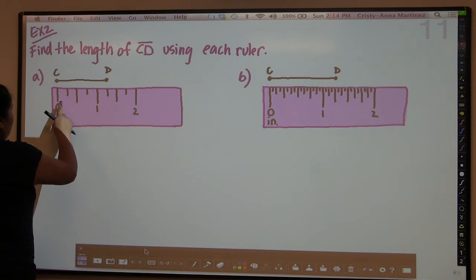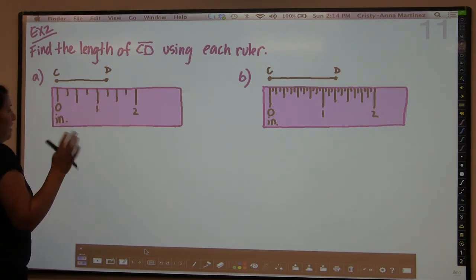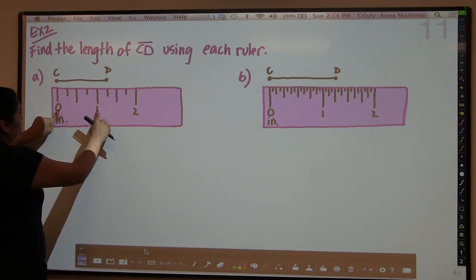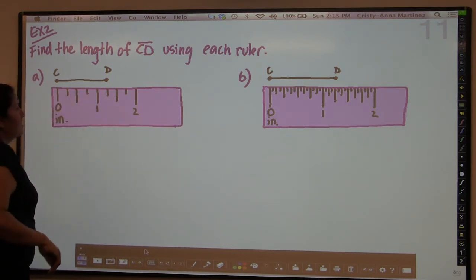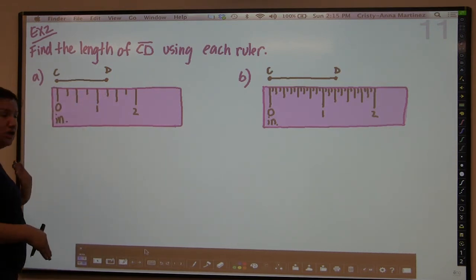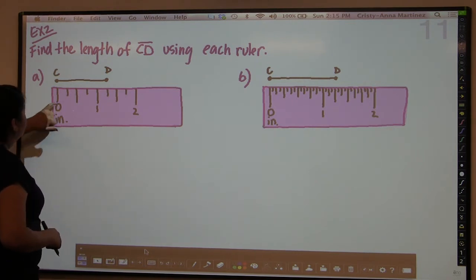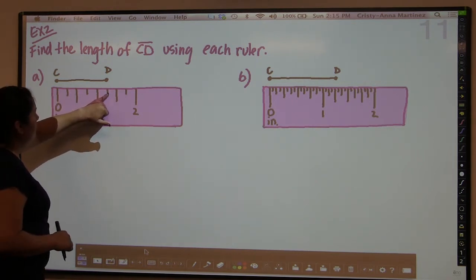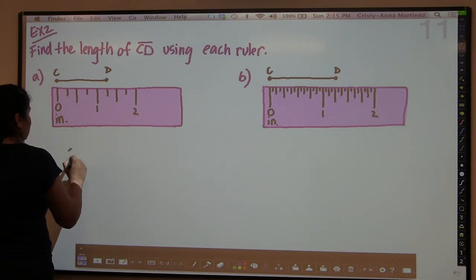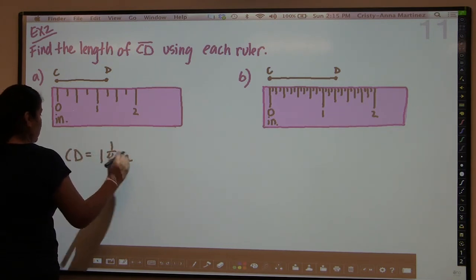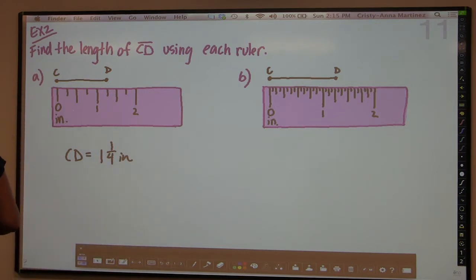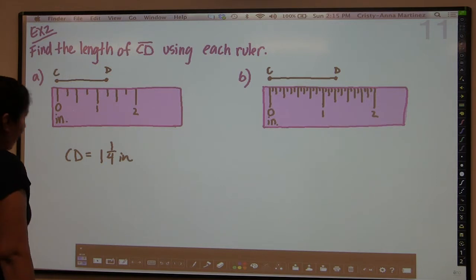So you can see that here we have fourths. I know you guys don't like fractions, but we have 0. Here's 1 inch, and the 1 inch is divided into 1, 2, 3, 4 pieces. So we're going to go to the nearest 1/4 inch. Okay, so it looks like this is 1 1/4 inches. So we're going to say that CD is 1 1/4 inches. All right. And then we're going to go to the other ruler and we're going to try to get more accurate.